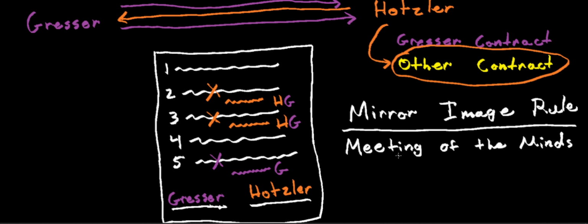And so this is another way of stating the mirror image rule, that core element of a contract of mutual assent means that there needs to be a meeting of the minds, which means that when an offer is made to someone, the only way for a contract to form is for the person who's receiving the offer to accept unconditionally the offer that's been made to them. So there must be unconditional acceptance.